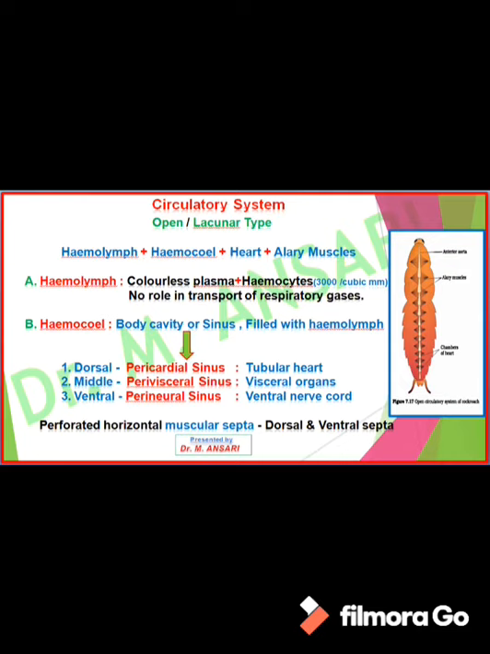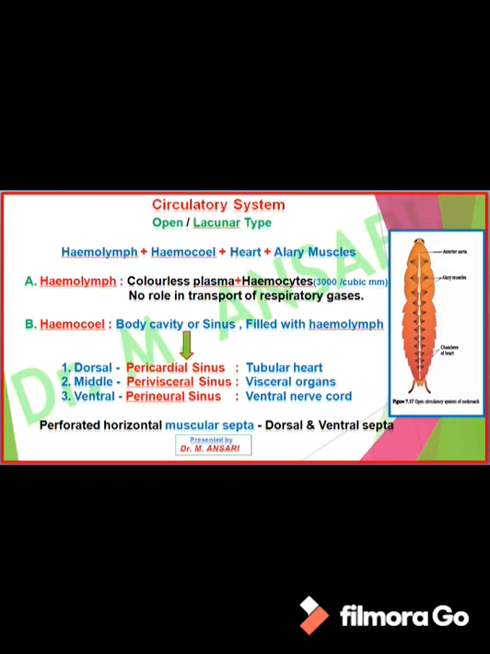Hemolymph of cockroach is colorless because of the presence of colorless plasma with hemocytes. These hemocytes are phagocytic in nature, with about 3000 hemocytes present per cubic millimeter of hemolymph. Hemolymph does not play a role in transportation of respiratory gases, hence in cockroach the respiratory and circulatory systems are not interconnected. In the body of cockroach, the hollow space present is called hemocoel, or body cavity or sinus.